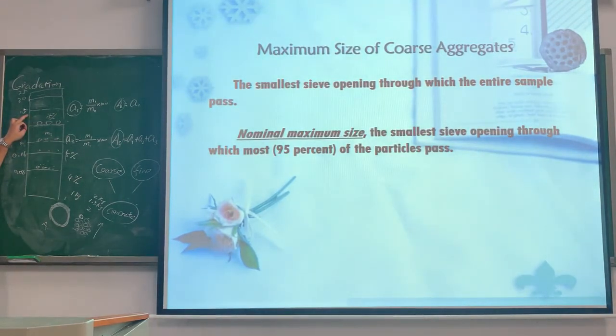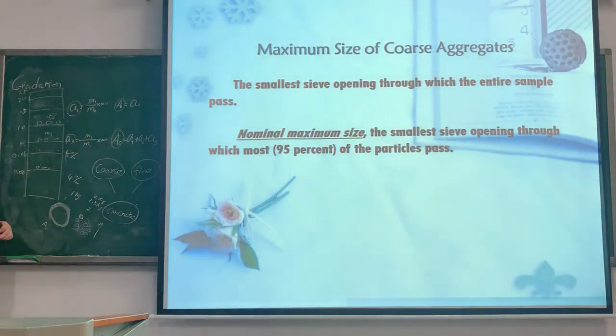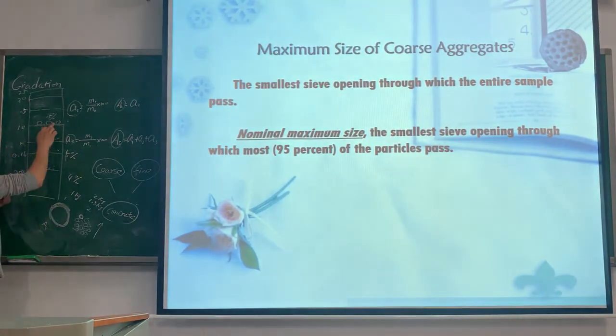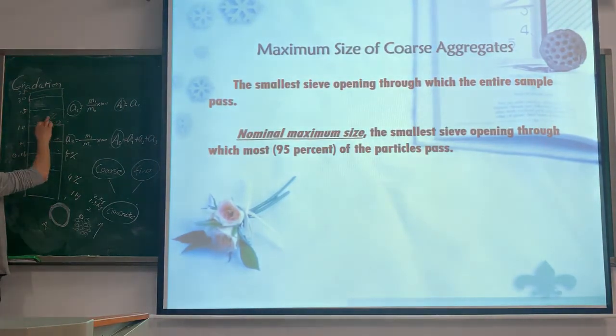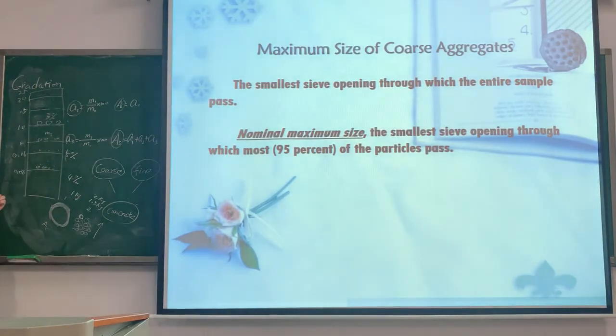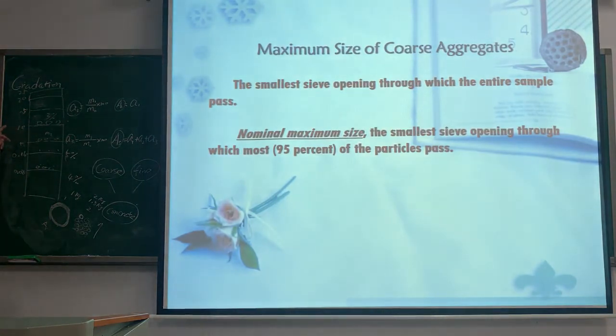Which size is the nominal maximum size? If the mass of aggregate at here is 15... how many? Which one? It's 15. Yes? But if the mass of aggregate at here is 3%, which size is the nominal maximum size?